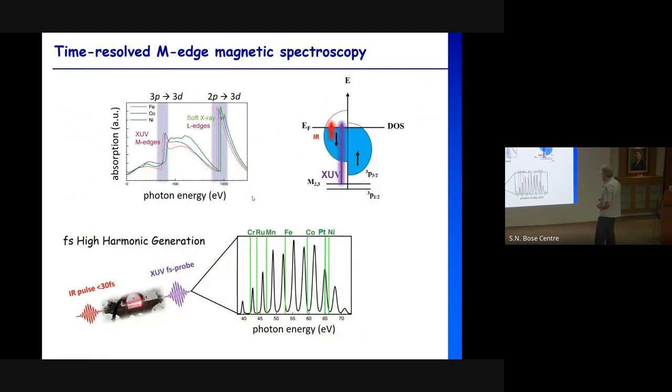We have these high harmonics at a certain gas pressure, which we can tune with the gas we put in. What you see here is an image of iron, cobalt, platinum, nickel, manganese, rhodium. They are quite well separated. We can measure on each of these lines simultaneously, in parallel. That means when we have a compound, we can measure the signal for iron as well as nickel at the same time, with the same laser pulse, with the same pump pulse.